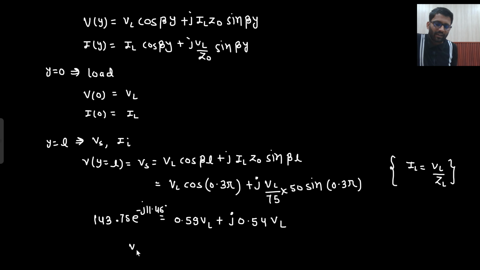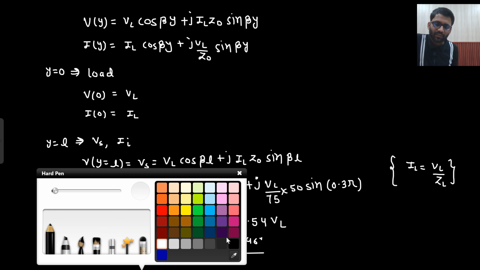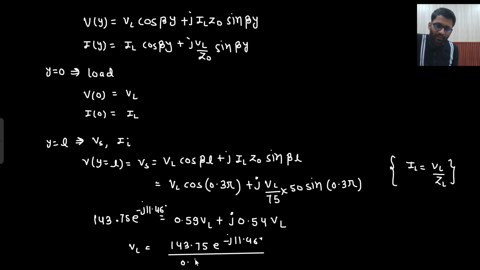So from here I can directly tell that my VL will be 143.75 e to the power minus j 11.46 degree divided by 0.59 plus j 0.54. So what I'm going to do is that 143.75, again I will convert it into polar form only.